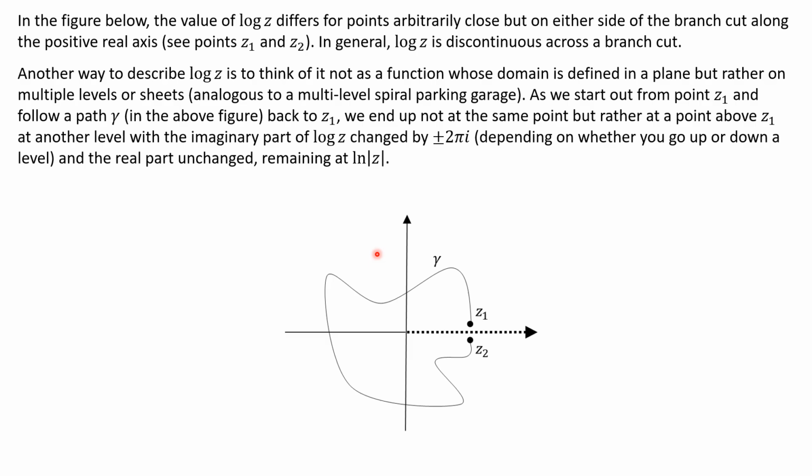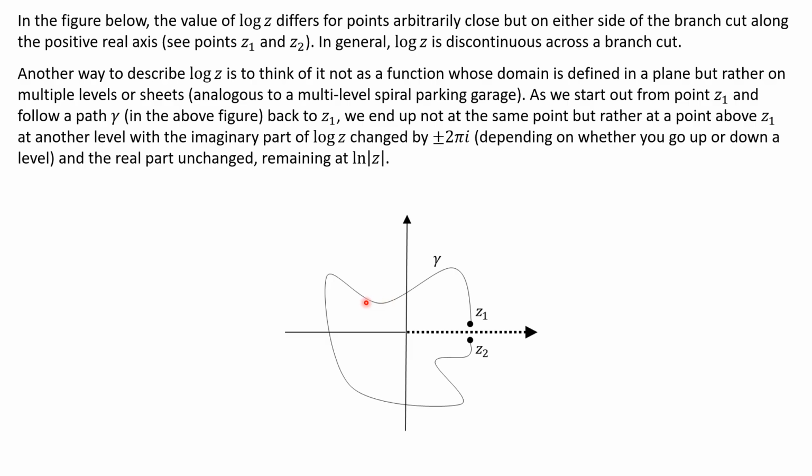Another way of looking at this, and this is where we finally get into the Riemann surface, trying to avoid the discontinuity, is to think of log z not as a function whose domain is defined in a plane, but rather on multiple levels or sheets, analogous to a multi-level spiral parking lot. So as we start out from z1 and follow the path gamma, as shown in the figure, and continue back in the direction of z1, we end up not at the same point, but rather at a point above this.